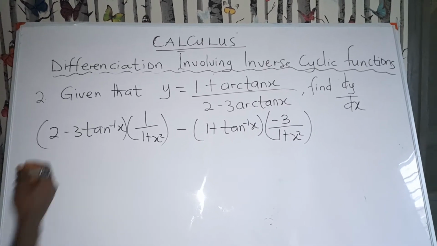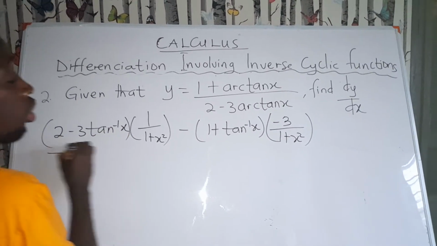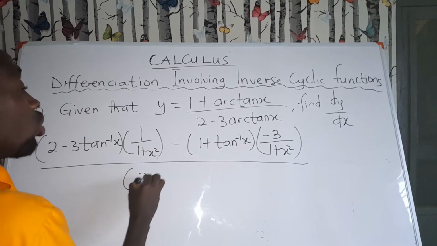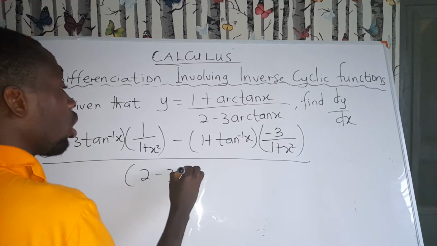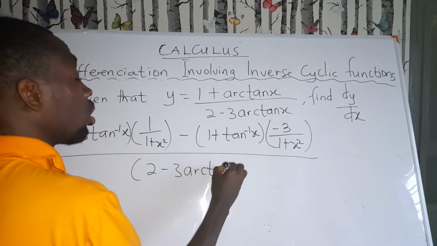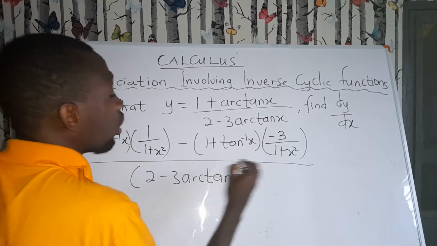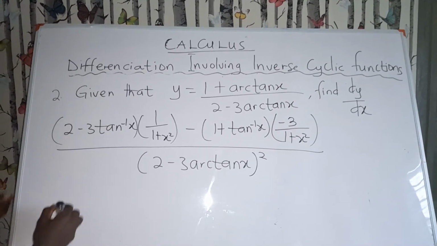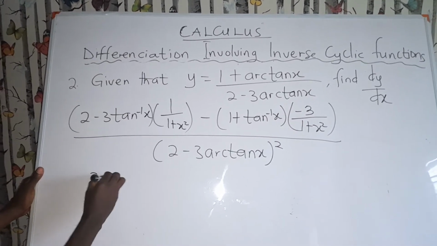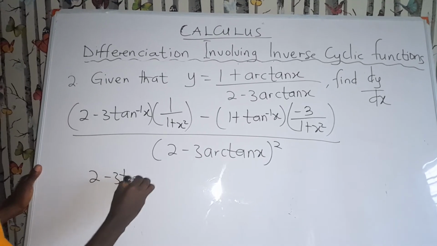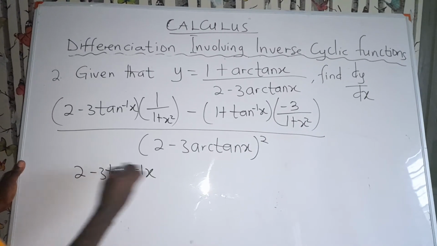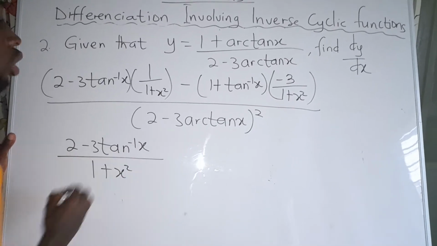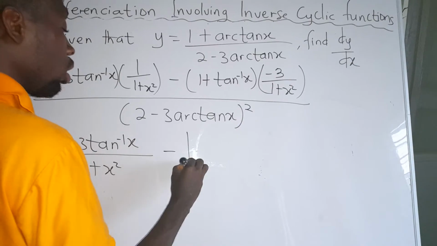So we expand this bracket. Remember, it's all over v squared. So the v is 2 minus 3 arctan x squared. Please, we shouldn't forget the v squared. This is the quotient rule. So now we have 2 minus 3 tan inverse of x, which is the same as arctan x, all over 1 plus x squared minus.